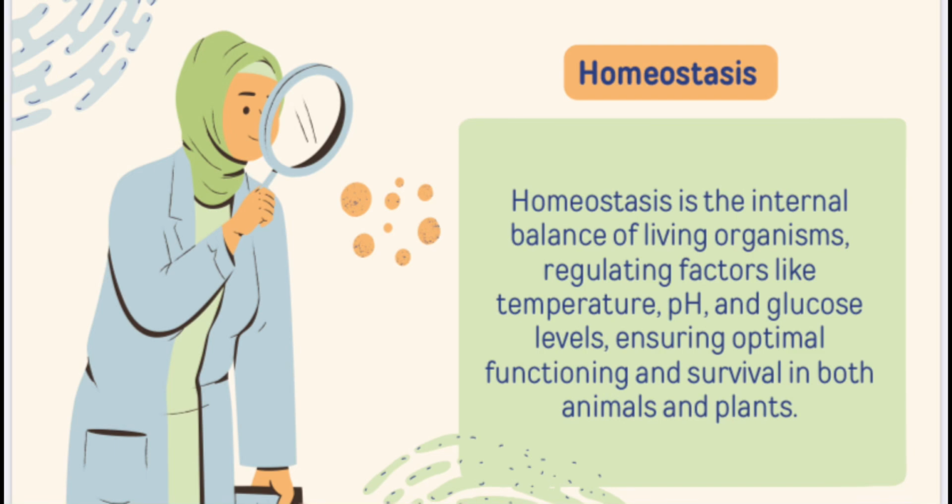Homeostasis is the internal balance of living organisms, regulating factors like temperature, pH, and glucose levels, ensuring optimal functioning and survival in both animals and plants. So, when we're talking about homeostasis, it means the body's attempt to maintain a constant and balanced internal environment, which requires persistent monitoring and adjustment as conditions change.